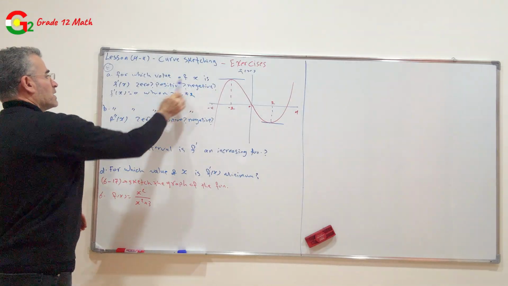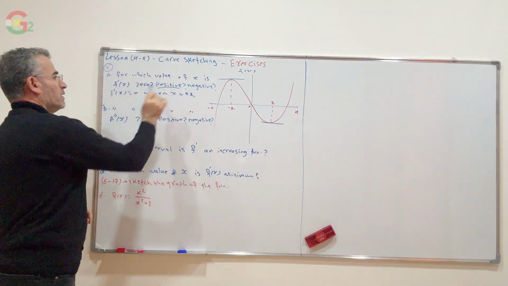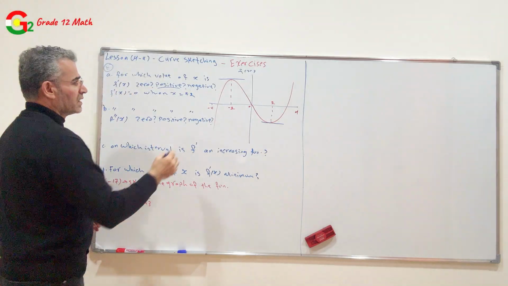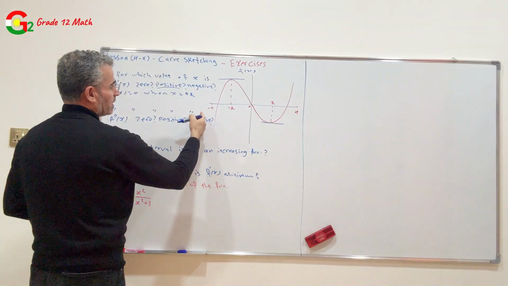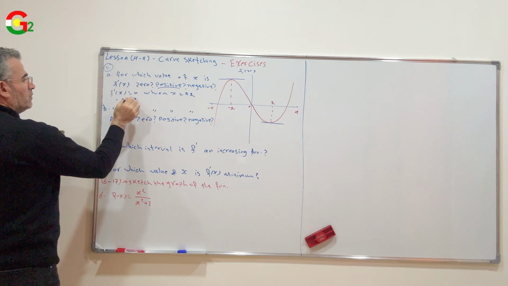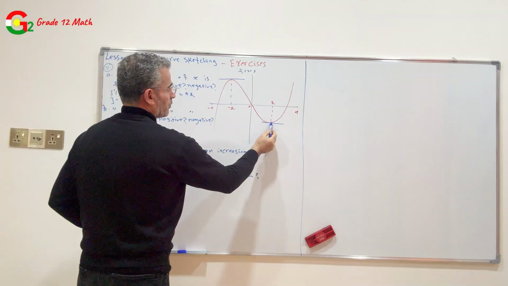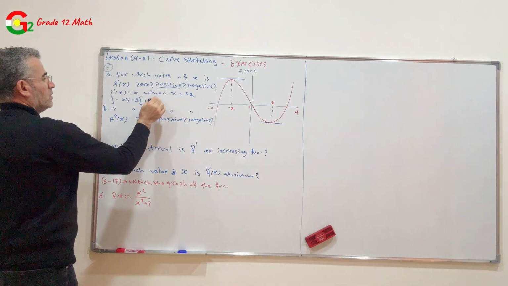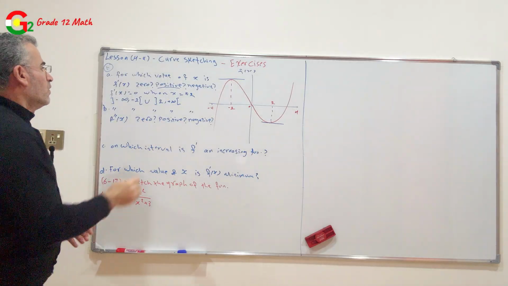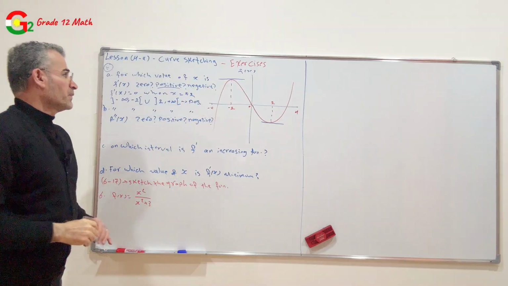For which values of x is the derivative of the function positive? The derivative of the function is positive when f of x is increasing, and the function is increasing from negative infinity to negative 2. Therefore, negative infinity to negative 2, open interval, union, also the function is increasing from 2 to positive infinity. These are the intervals where the derivative of the function is positive.